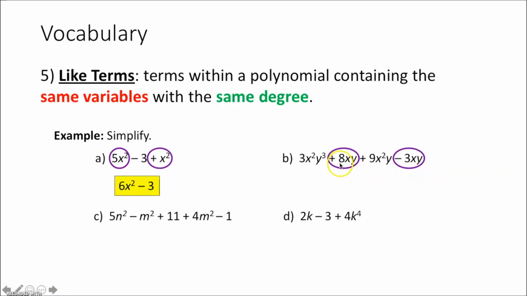We could combine those. What's 8xy minus 3xy? That's 5xy. And we write it in standard form going from greatest degree to least degree.